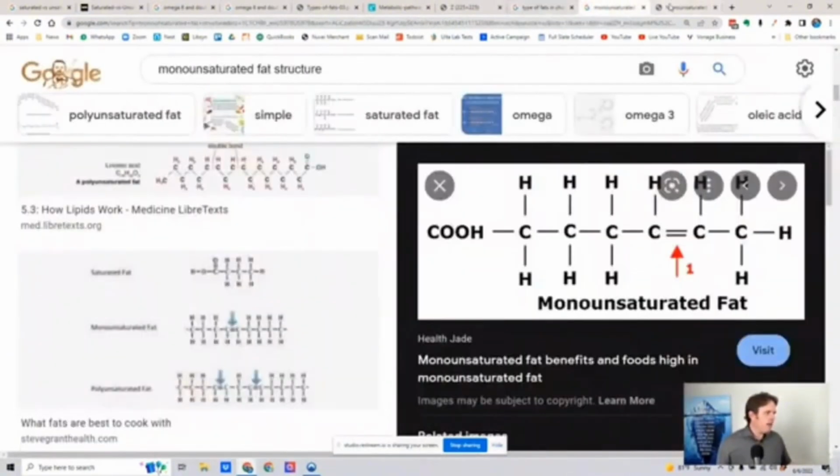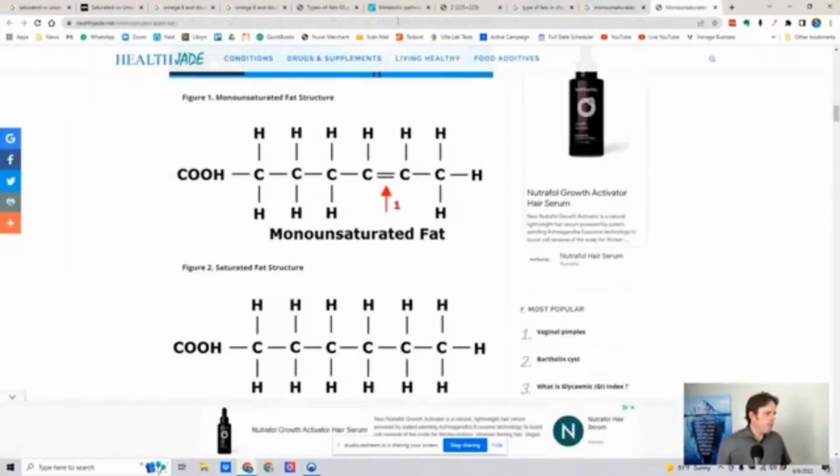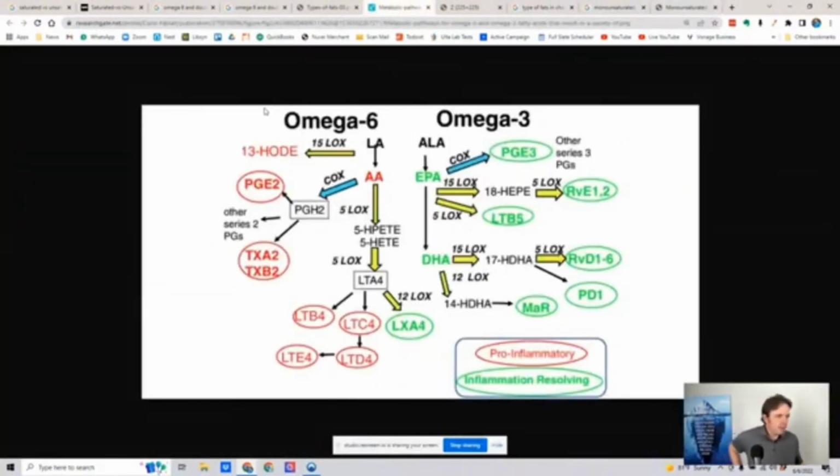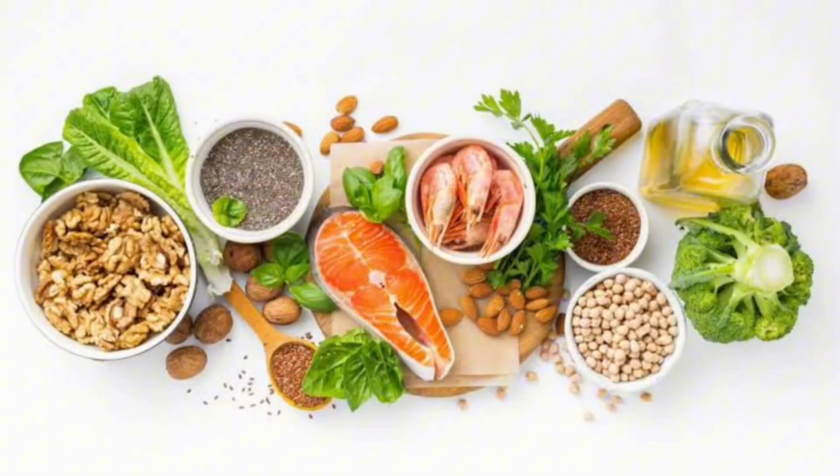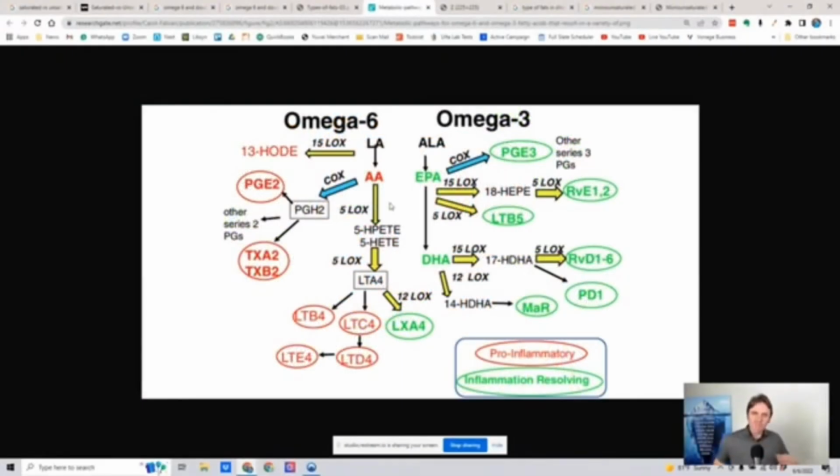Now, let's go look at the metabolic pathway. So omega-6, right? Why is an omega-6 fatty acid kind of unique? Well, with omega-6 fatty acids, the farther down the chain and the more double bonds we have, the more fragile those fats are. And that can be problematic.